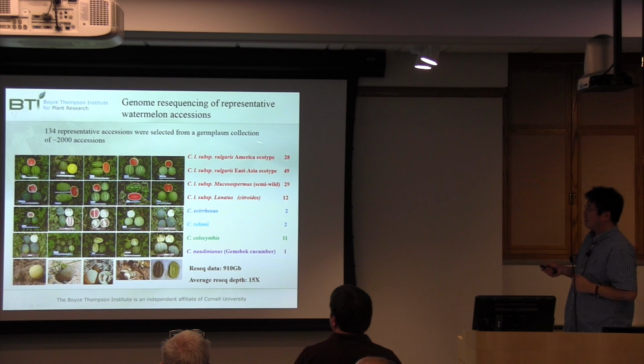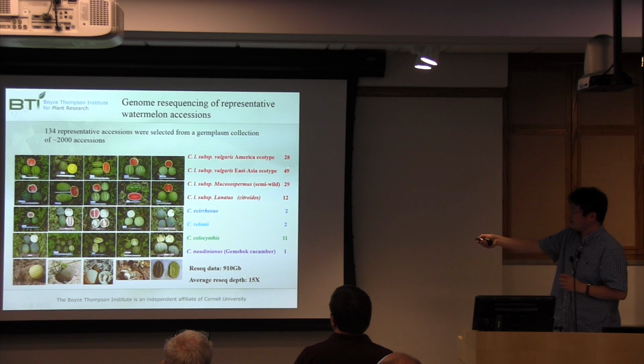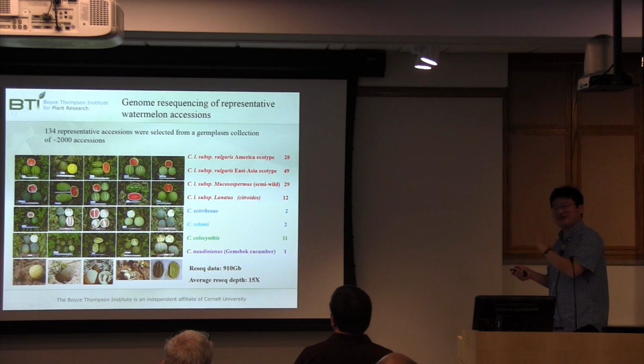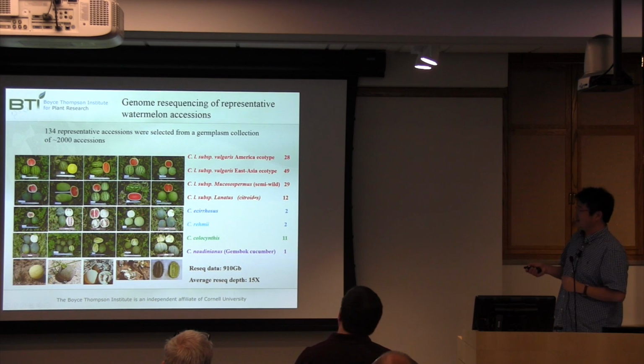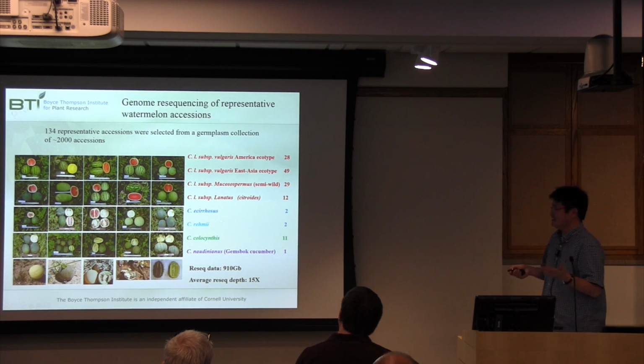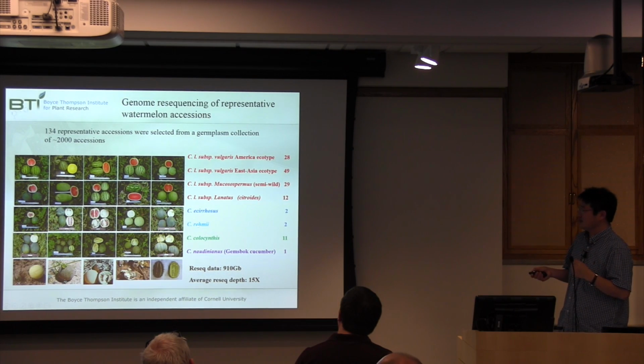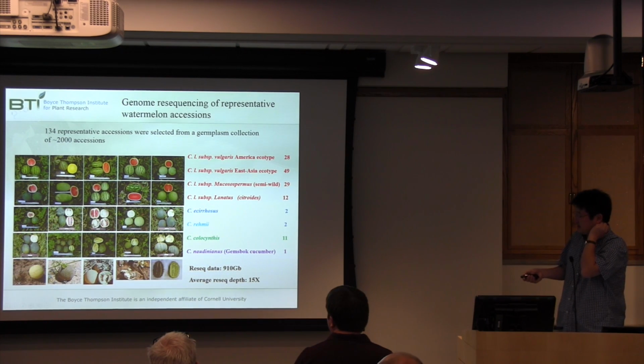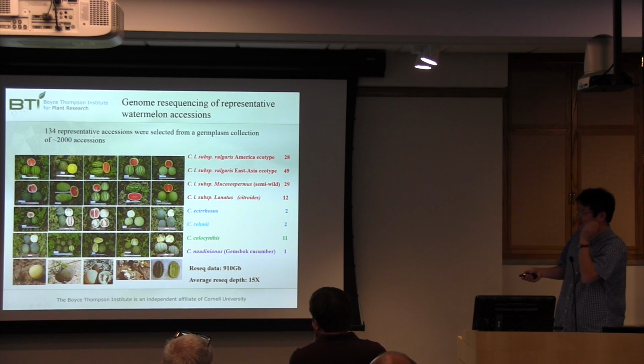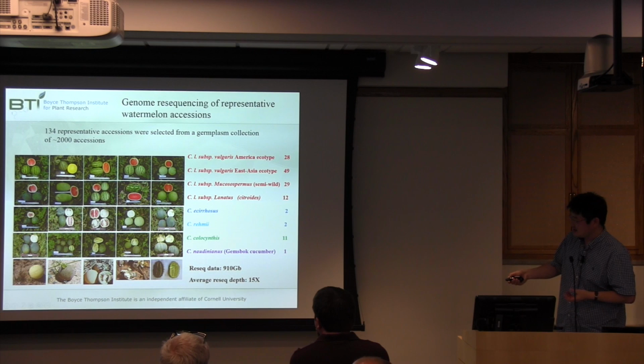Watermelon has several species. This red one is Citrullus lanatus, the watermelon species. It also includes three subspecies. This one is the cultivated watermelon, divided into American ecotype and East Asia ecotype. Then we have the semi-wild watermelon, and then Citroides, which is called wild watermelon. Then we have Citrullus rehmii, and then Citrullus colocynthis, and also this wild species, Citrullus naudinianus. It's hard for me to pronounce this one. It was originally called the Johannesburg cucumber, but they classified it as a Citrullus. And you can see this is the fruit of that one.